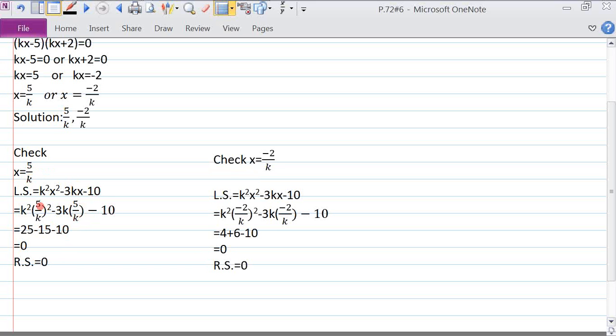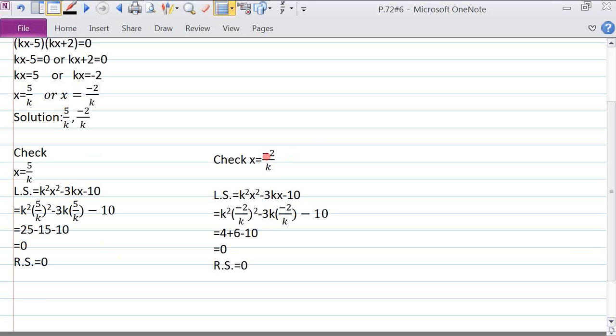Now, this becomes 25 over k squared when we square it, and the k squared here and the k squared there cancel, and we're left with 5 squared, which is 25. The k here and the k here cancels. Minus 3 times 5 gives us minus 15. This is minus 10, so we have 25 minus 25, which is 0. And the right side of the equation is 0.